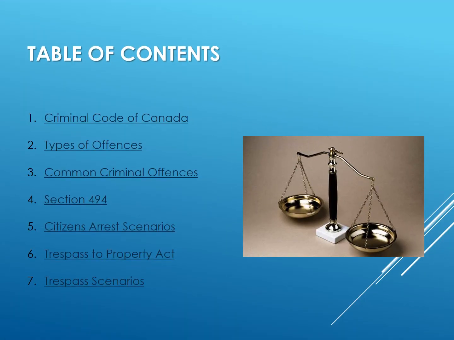Table of Contents. 1. Criminal Code of Canada. 2. Types of Offences. 3. Common Criminal Offences. 4. Section 494. 5. Citizens Arrest Scenarios. 6. Trespass to Property Act. 7. Trespass Scenarios.